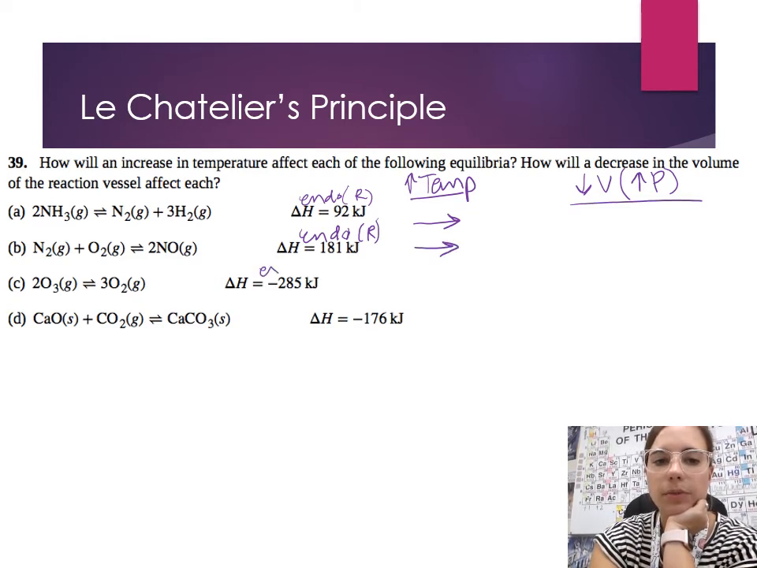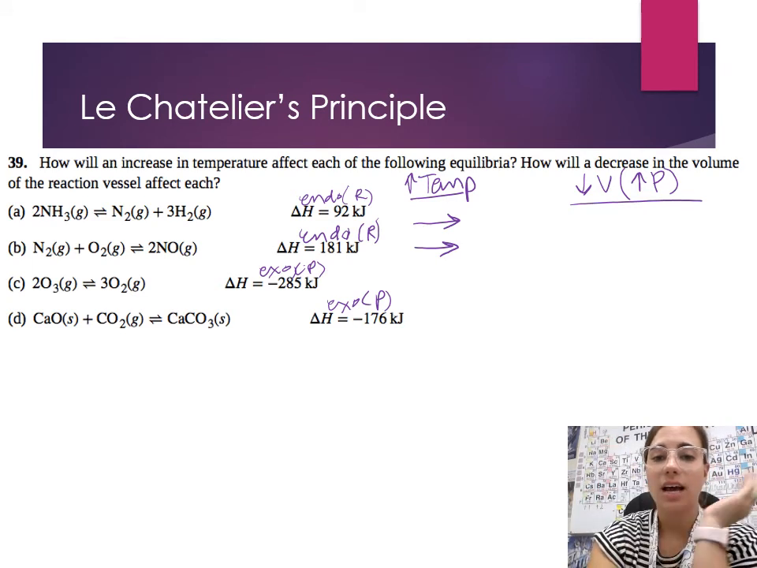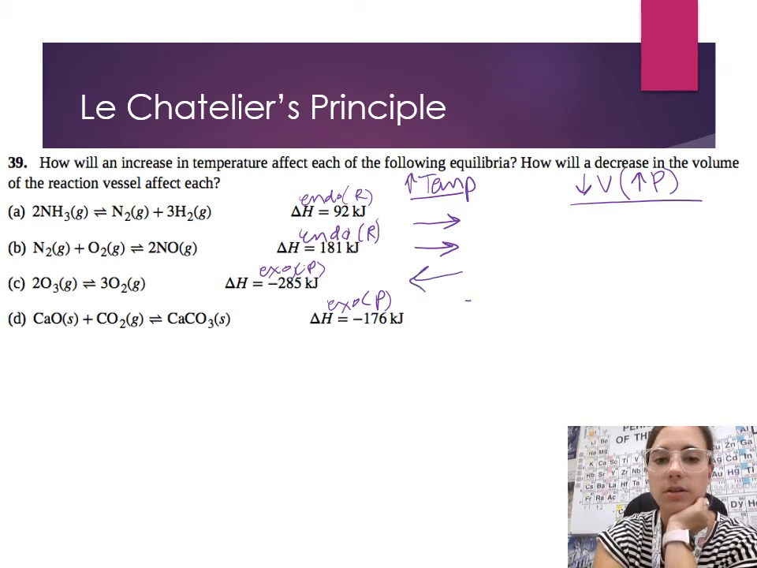Down here, these are both exothermic. So heat is a product. So if heat's a product and I increase it, I got to shift left to consume it.